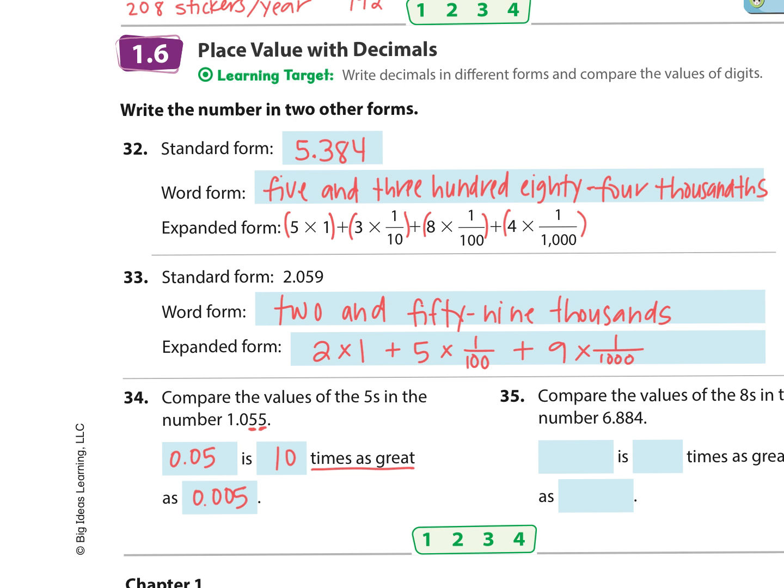The values of the eights in the next number, I have an 8 in the tenths and an 8 in the hundredths. Which 8 is bigger? 8 tenths or 8 hundredths? 8 tenths. So I'm going to write that number first because, again, it says times as great. So 8 tenths is how many times bigger? 10 times as great as 8 hundredths. Very good.